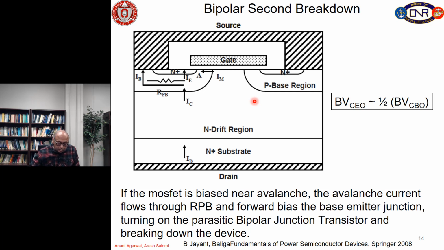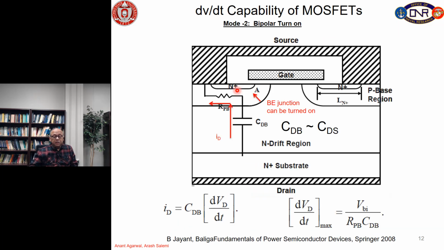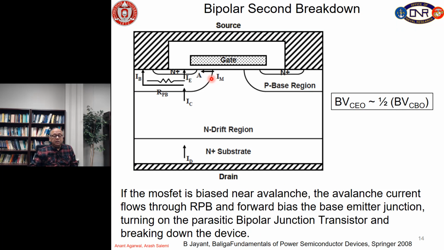Then there is a possibility of second breakdown, and that second breakdown is essentially what we described earlier in this slide. Same phenomenon is happening, and basically we turn on this BJT. So, now when we turn on this BJT, you can see that the voltage that we can drop between source and drain is now defined by what is called the common emitter breakdown voltage of this junction, which is less than approximately half of the common base breakdown of that BJT.